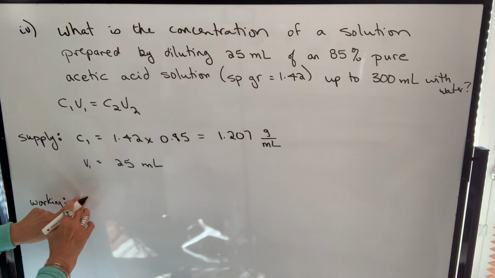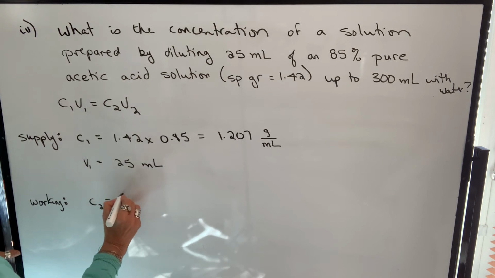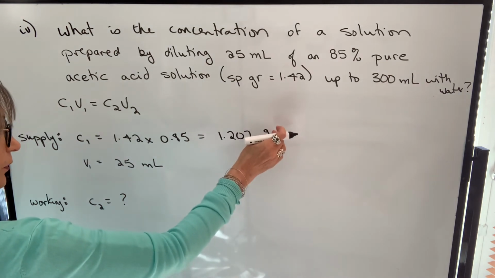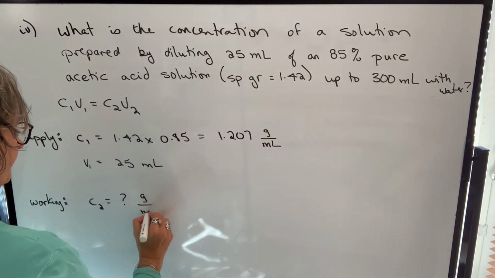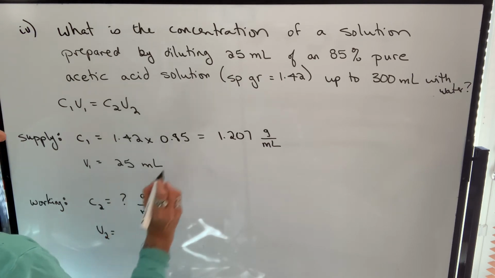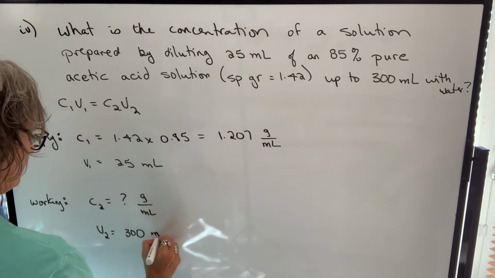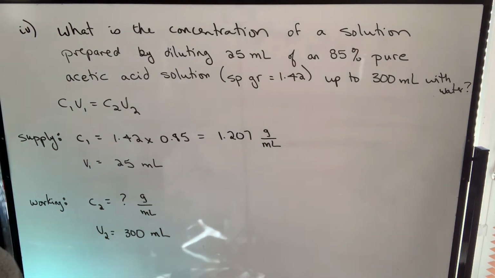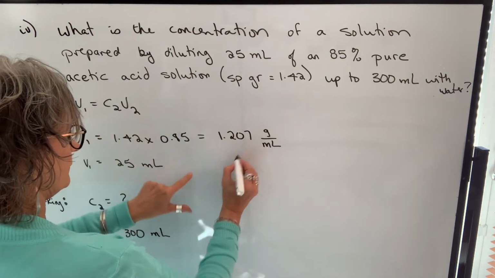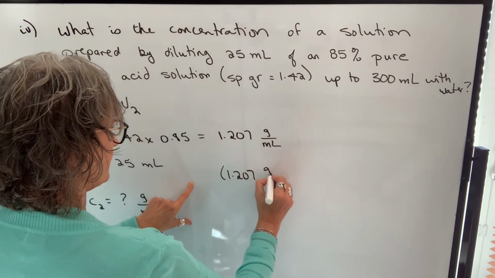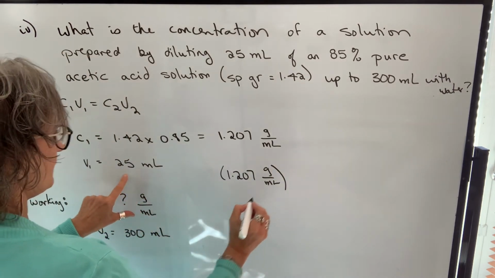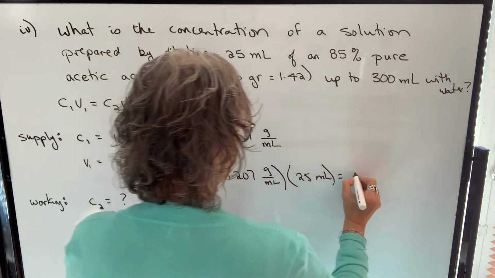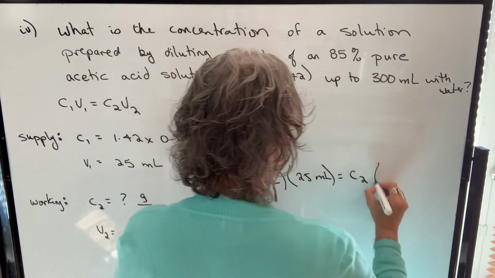Now let's take a look at the working solution. Concentration, we do not know. But I'm going to want it, or get it when I put it into the formula, in grams per milliliter. Volume 2 is 300 milliliters. So we're diluting it up to 300 milliliters. So I know all my values except for one. I can plug into my formula. C1 is 1.207 grams per milliliter times V1, which is 25 milliliters, will equal C2, I don't know, times 300 milliliters.